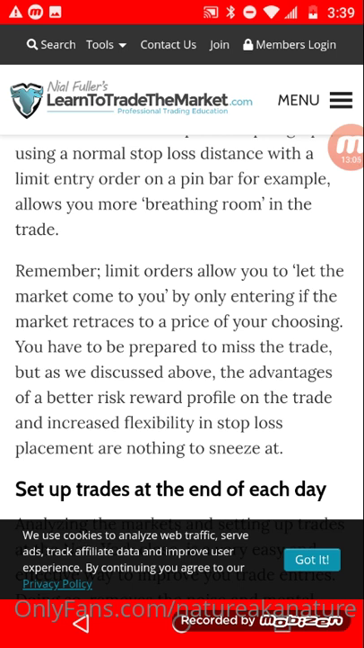So remember, limit orders allow you to let the market come to you by only entering if the market retraces. That's the benefit. You just wait for the market to retrace and the price to pull back, like we taught you guys. Once the market retraces and pulls back, then you get in. It allows you to have more freedom. You can put a limit order in, and that gives you more freedom in the market too.